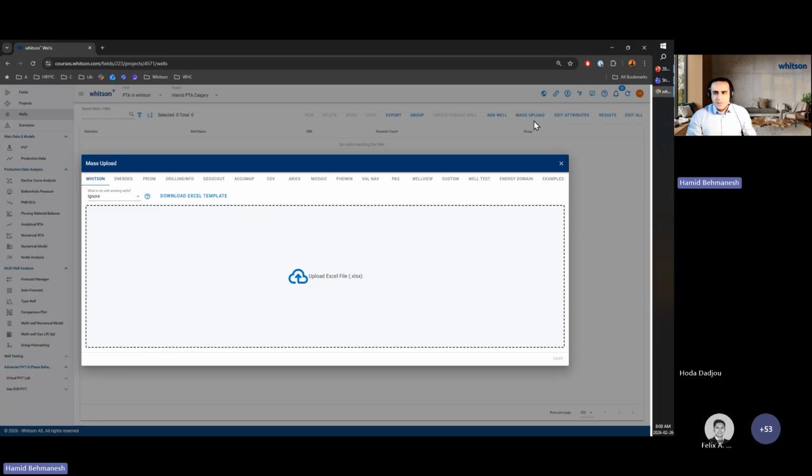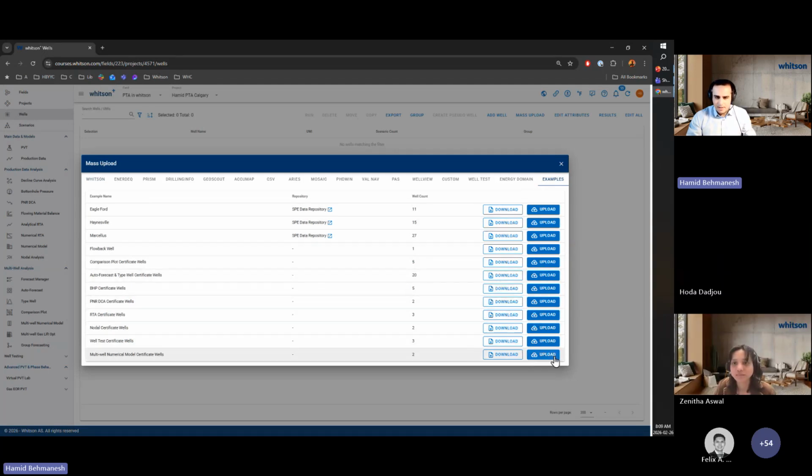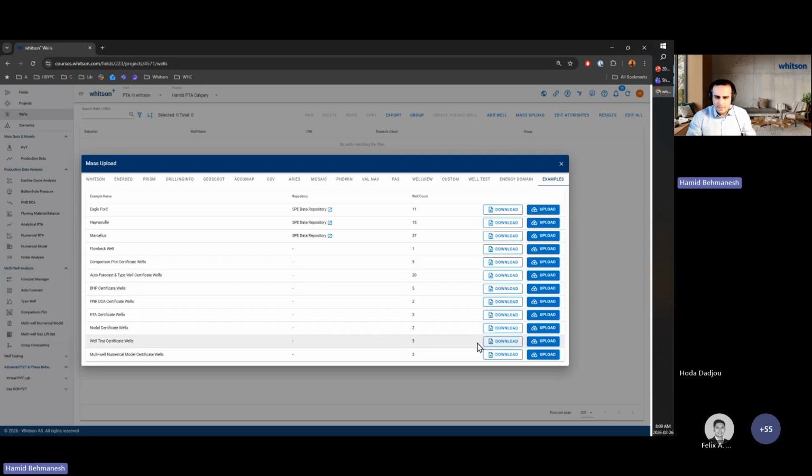In the mass upload, click on the example. It's very similar to the certificate that you earn, the well test certificate. So I guess I have to contact Henrik because you're supposed to see some certificate here. Let me contact Henrik to fix it. Okay, thank you, sir. Yeah, thanks. So you should be able to see some PTA certificate vaults, and we're gonna load these vaults.